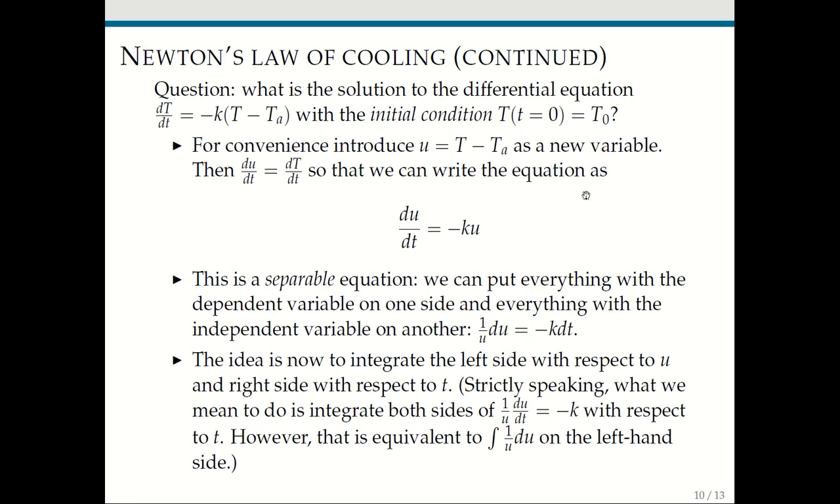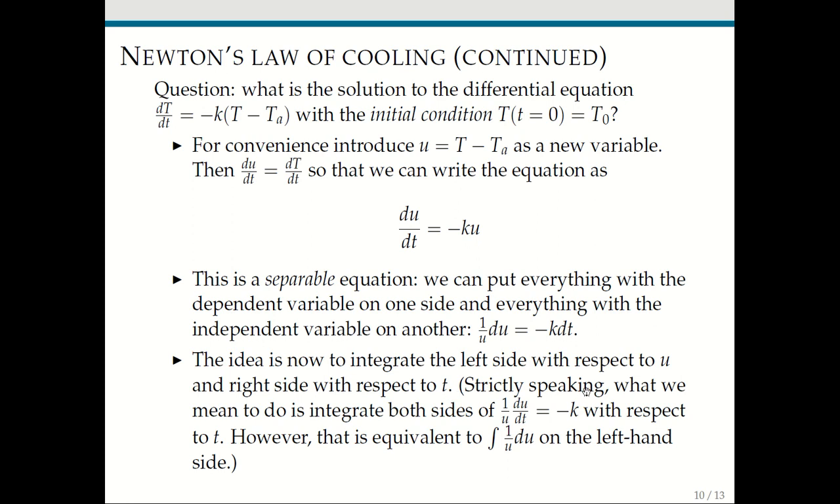This is an example of what we call a separable equation. In a separable equation, we can put, so to speak, everything with the dependent variable, in this case u, on one side, and everything with the independent variable on the other. So if I divide both sides by u, I get 1 over u du is equal to minus k dt, where I cross-multiply and put dt on the other side. The idea is now to integrate the left side with respect to u and the right side with respect to t.